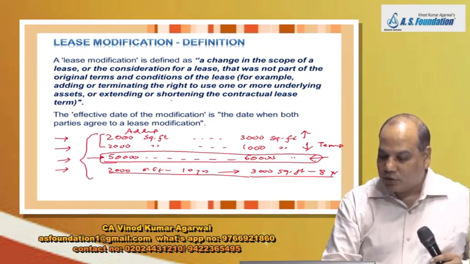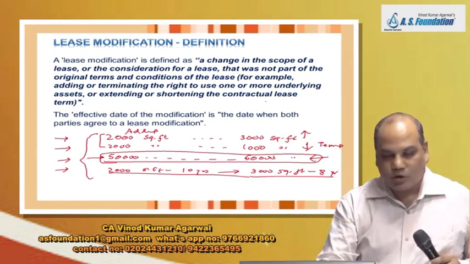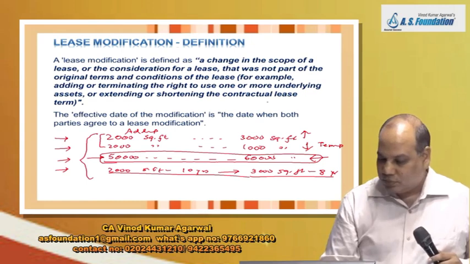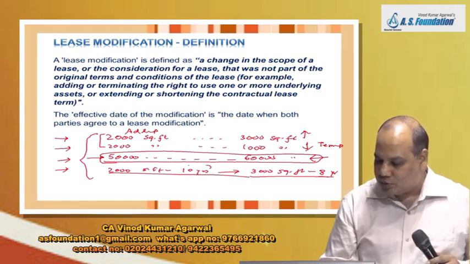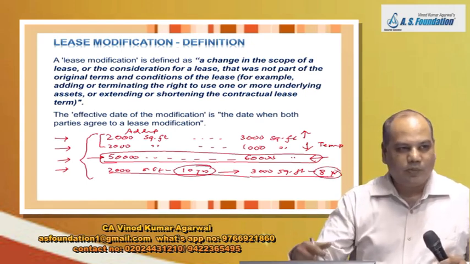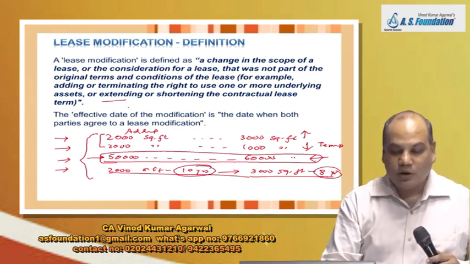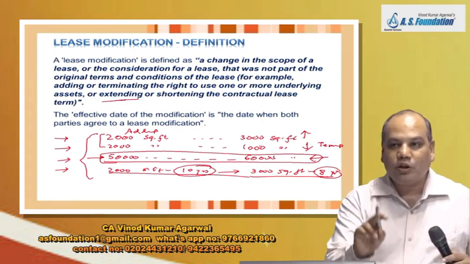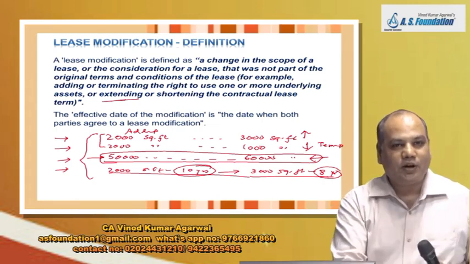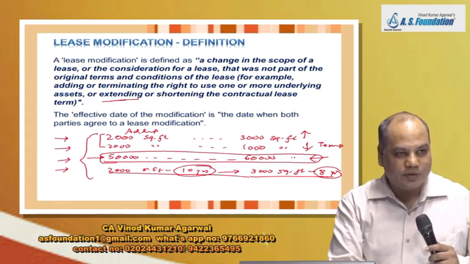Or extending or shortening the contractual lease term. Now this example from 10 years to 8 years is shortening. If I make it 15, it will be extending the contractual lease term. But this is not in the original terms. This is later, they have modified the agreement.